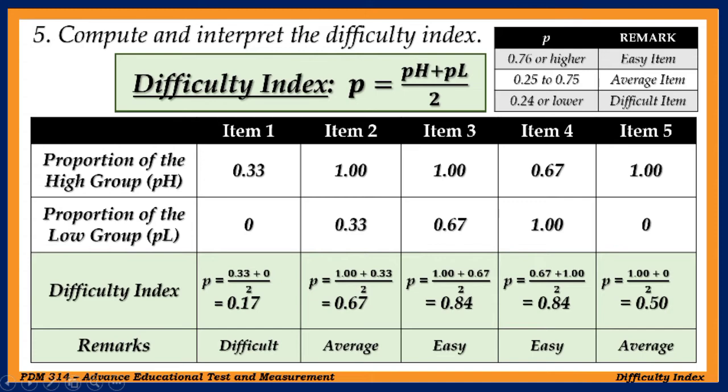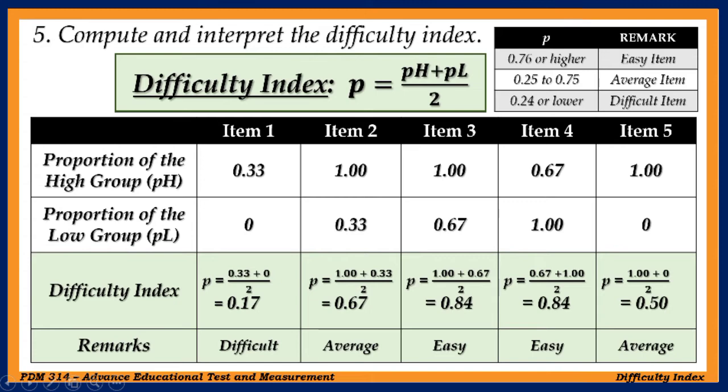In computing the difficulty index, the formula is P equals the proportion of the high group plus the proportion of the low group all over 2. We are guided by the table for interpretation. On the second and third row of the table are the proportions of the high group and the low group that we solved a while ago. Now let us solve the difficulty index for each item.